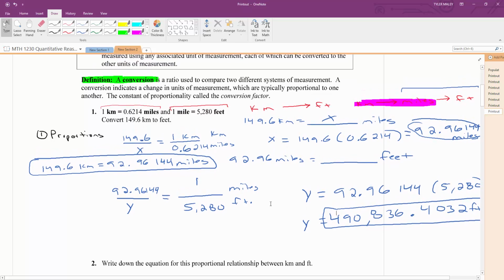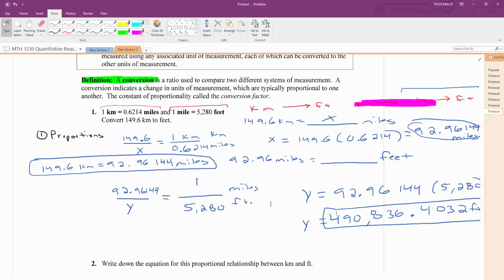Good. So that's one way to do it. One thing you'll notice is it's not nearly as convenient to use proportions. You can certainly do it this way, but since we're going from kilometers to miles to feet, I have to use two proportions, right? Essentially, however many arrows you need to use in your game plan, that's how many proportions you're going to have to set up, right?